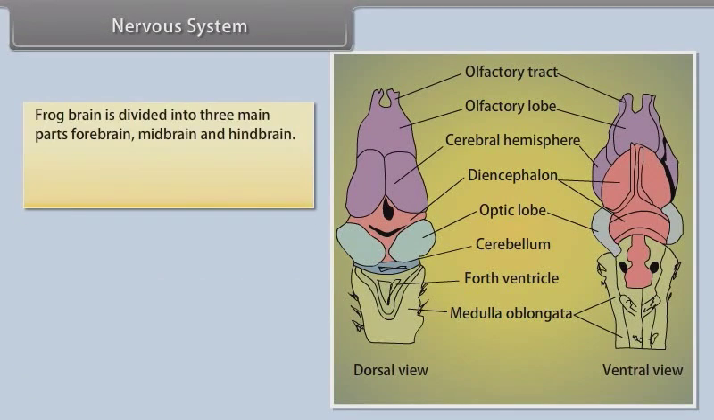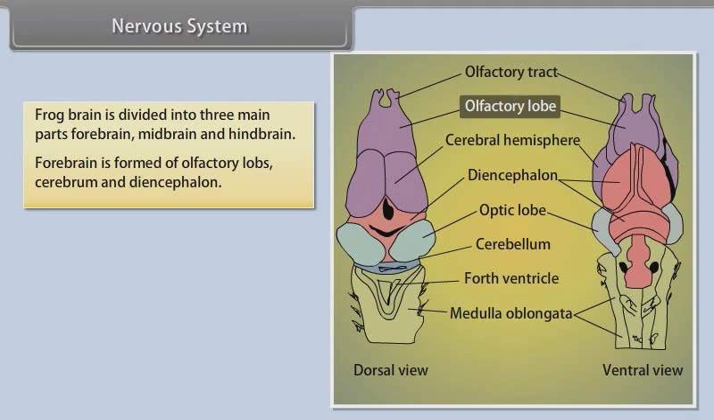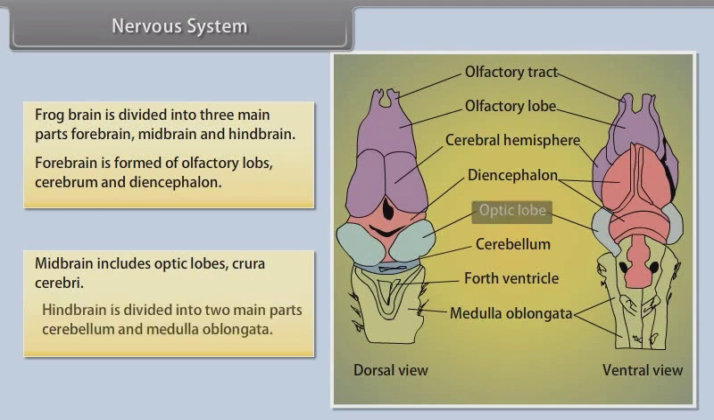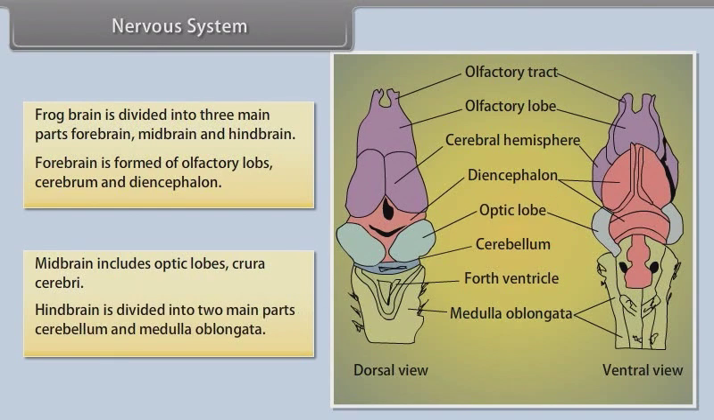Frog brain is divided into three main parts: forebrain, midbrain, and hindbrain. Forebrain is formed of olfactory lobes, cerebrum, and diencephalon. Midbrain includes optic lobes and crura cerebri. Hindbrain is divided into two main parts: cerebellum and medulla oblongata.